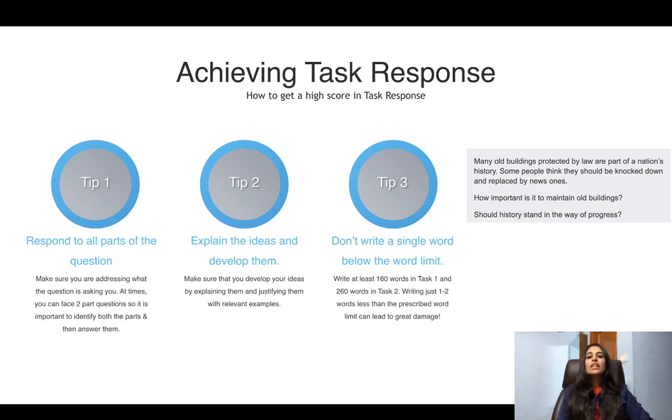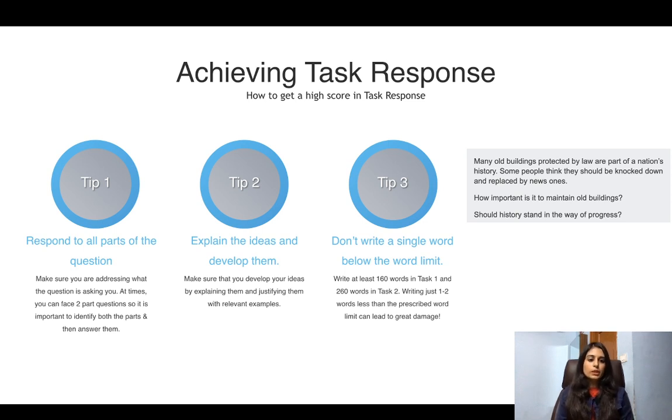Okay, achieving task response. How to get a high score in task response. Now this is more or less similar to the previous one, but we'll still quickly discuss this. So respond to all parts of the question. This is similar to the previous one. Here the example is given on the right side of the screen. So let's read it out.